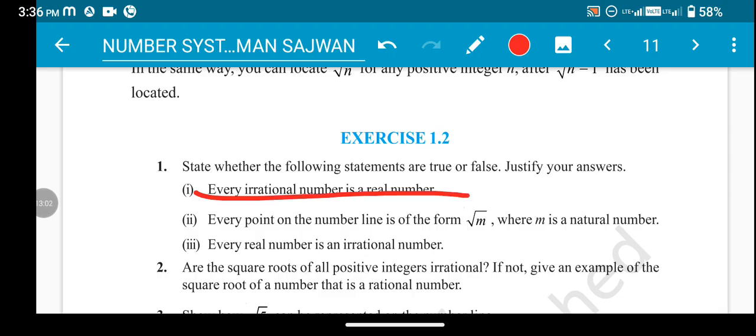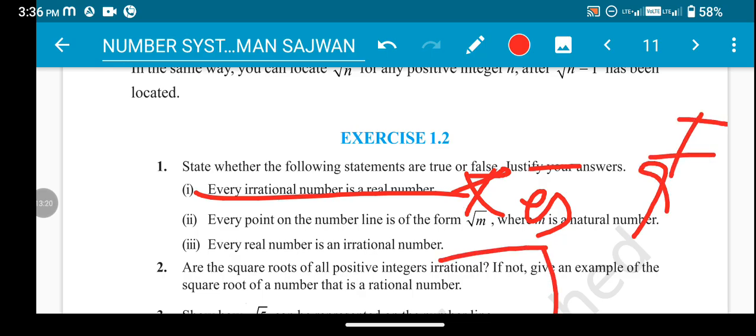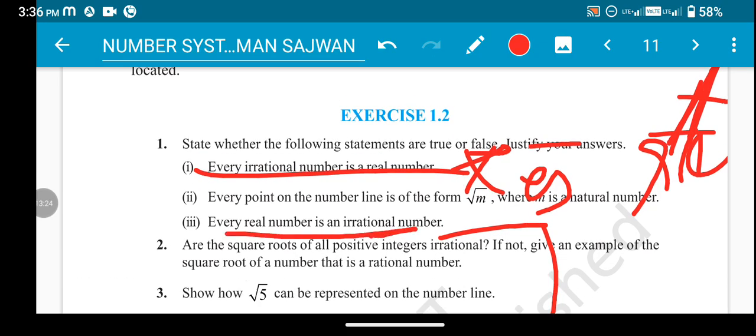Every rational number is a real number. Yes, we can say. Every point on the number line is of the form m, where m is a rational number. False. Every real number is a rational number? No.